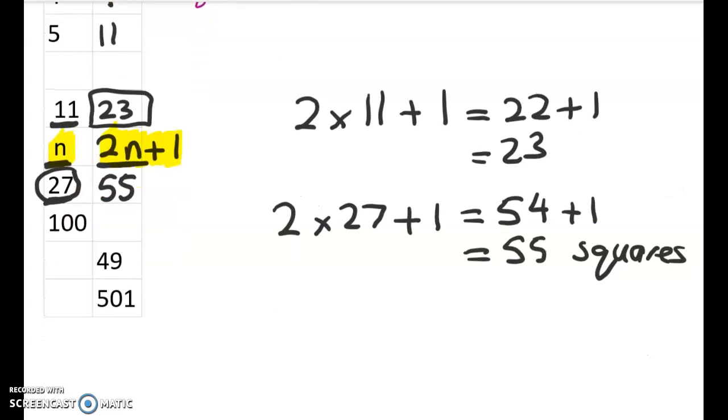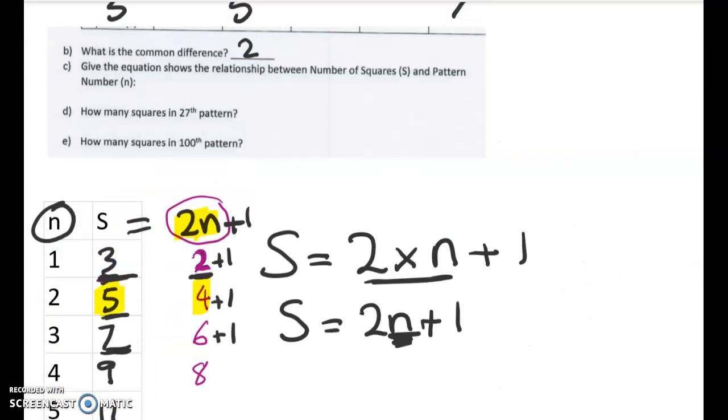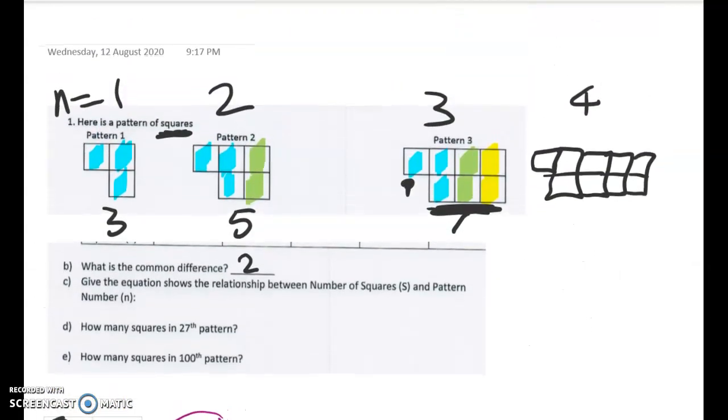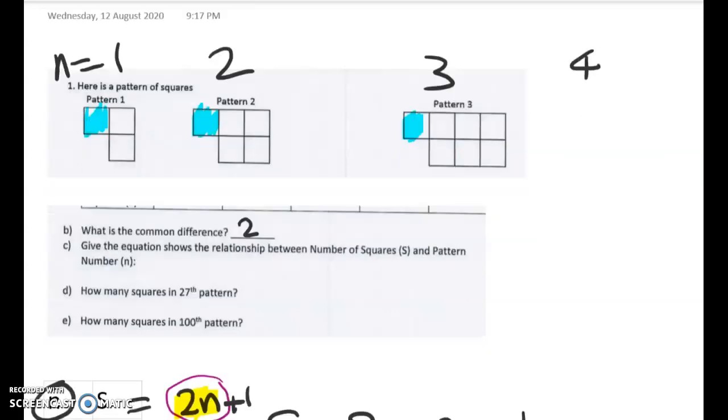Okay, next one is the same idea. How many squares will the 100th pattern have? So we take 100 and we double it, 2 times 100, and then we have to add 1, and we get 201 squares. So we just write that in our table as 201. Now you can see how that's fitting in with our picture. If you go all the way back to the start, the plus 1 in my rule is that very first square. Right, so we've got one extra square here, and then we've just got our 2 times table.